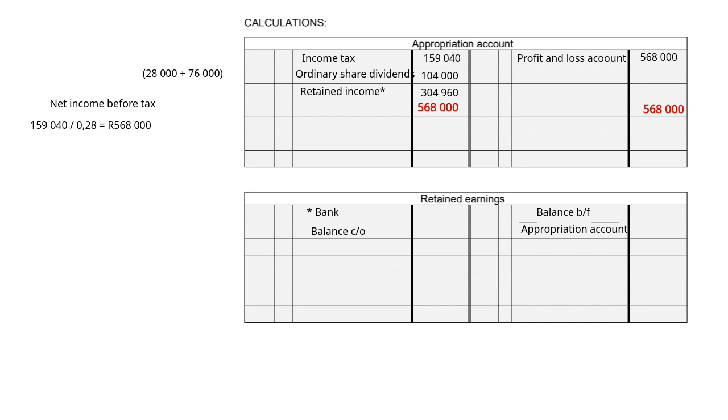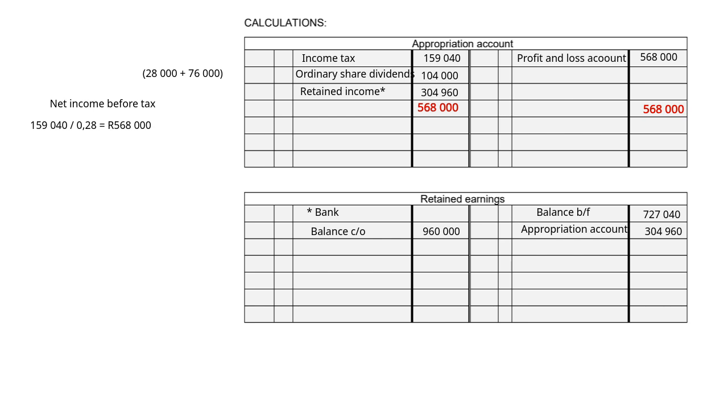From information 2, our balance brought forward is 727,040 Rand. And our closing balance is 960,000 Rand. The appropriation account is 304,960. This amount we get from the appropriation account that we've just completed at the top.